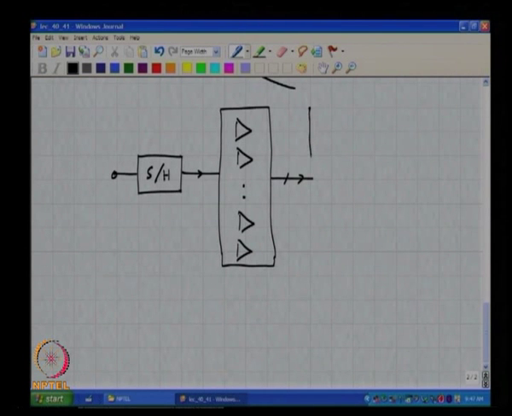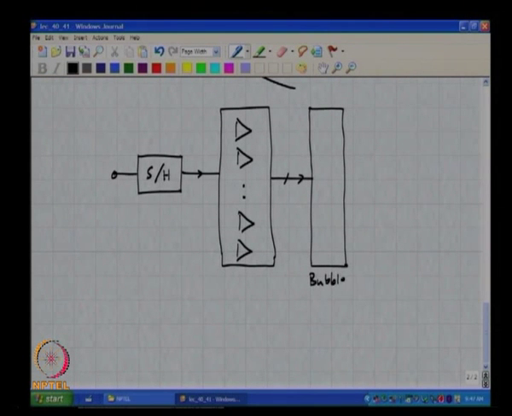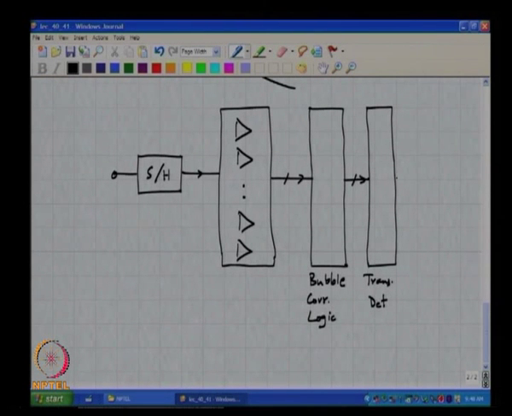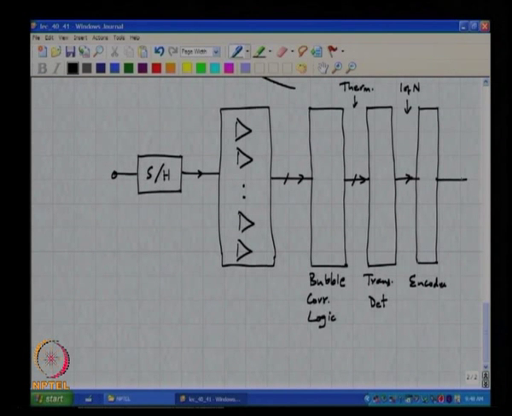okay. Then it goes to the bubble correction logic, then it goes to the transition detect, so here you hope to get a thermometer code, here you hope to get a 1 of n code, and then you go to the encoder and you get the n bits out. Here it will be 2 to the n bits.